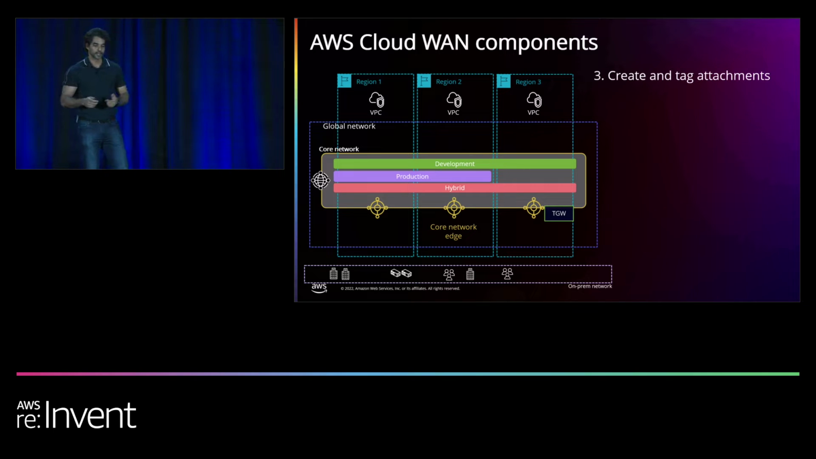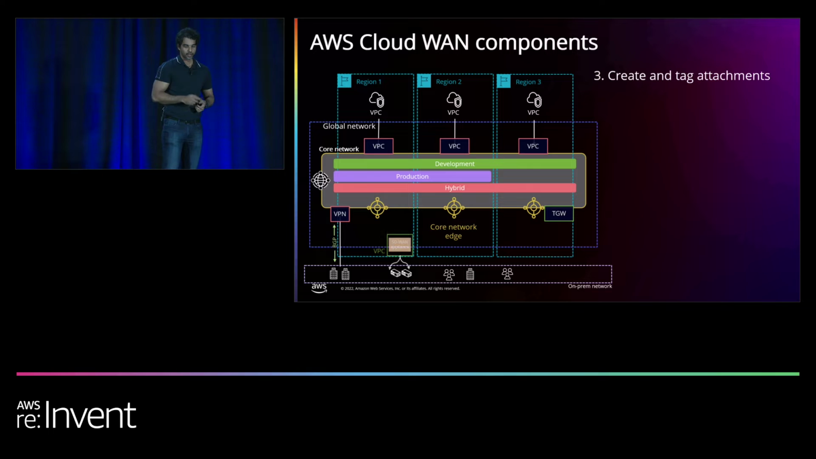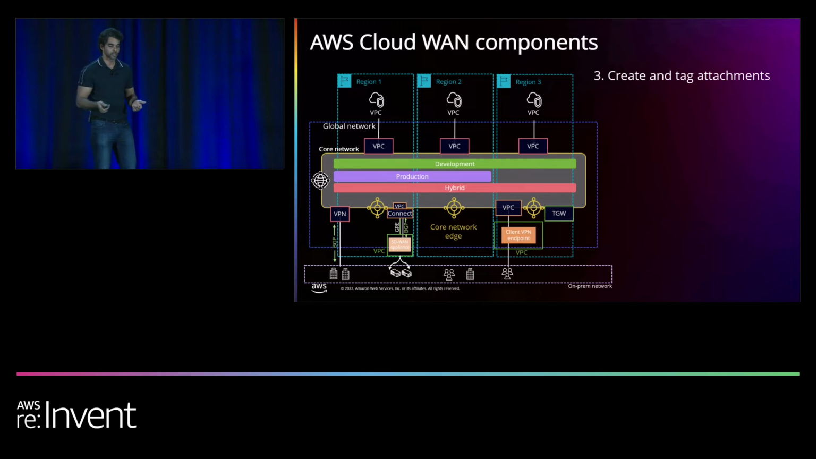Now, the only thing left to do here is create and tag attachments. Attachments are very similar to how you have been working with Transit Gateway attachments. So we have VPC attachments to attach our VPCs to a core network. We have VPN attachments to set up IPsec VPN connections to your remote offices over the internet. The core network also supports creating GRE tunnels to your SD-WAN appliances. This is called a Connect attachment. And finally, your remote users, if they want access to the Cloud WAN core network, can do so by using a Client VPN endpoint.